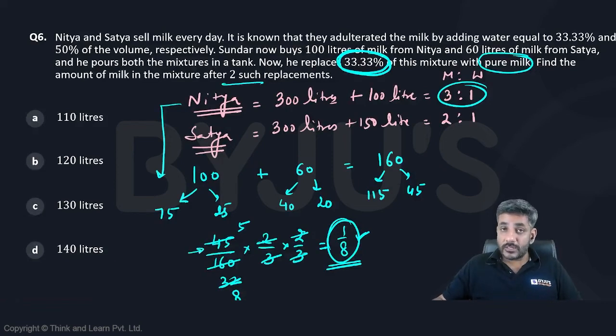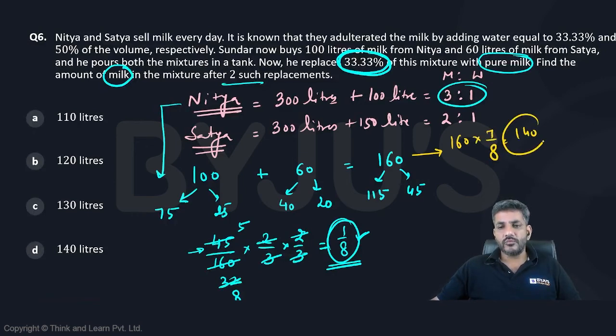We were working on water only. Question says how much is milk? If 1 by 8 is water, then how much is milk? 7 by 8 is milk. So out of this 160 liters, 7 by 8 is milk. When you calculate this, this gives you 140 liters. So my answer is 140. That is the right one.